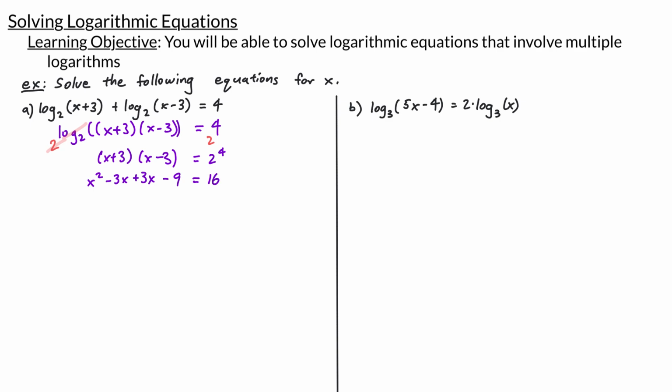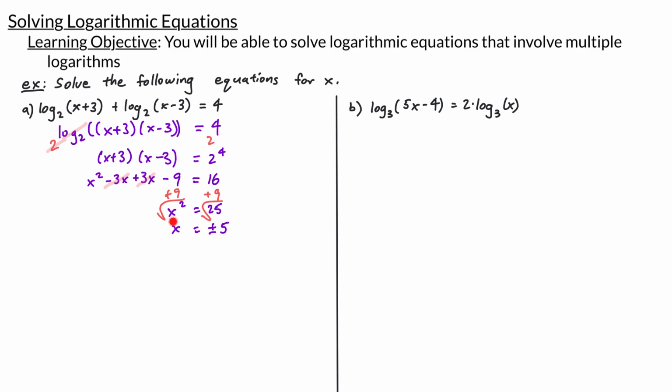We notice here that the minus 3x and the plus 3x will cancel each other out. So if we want to solve for x, all we have to do is add 9 to both sides of this equation to get x squared equals 25. And then to isolate the x, we can take the square root of both sides. We get x equals plus or minus 5. Now, when we're solving these types of logarithmic equations, we have to be careful.